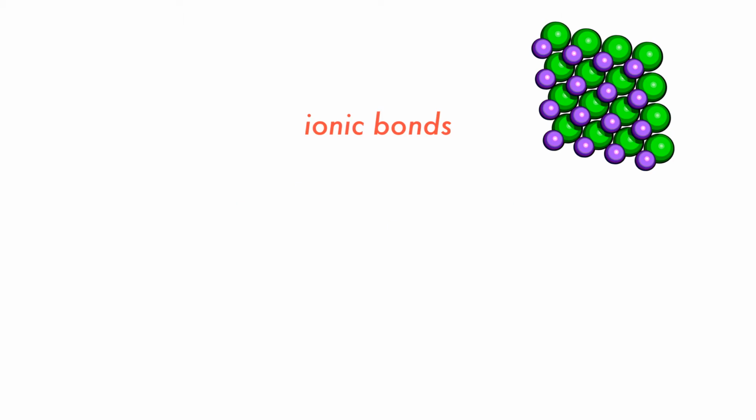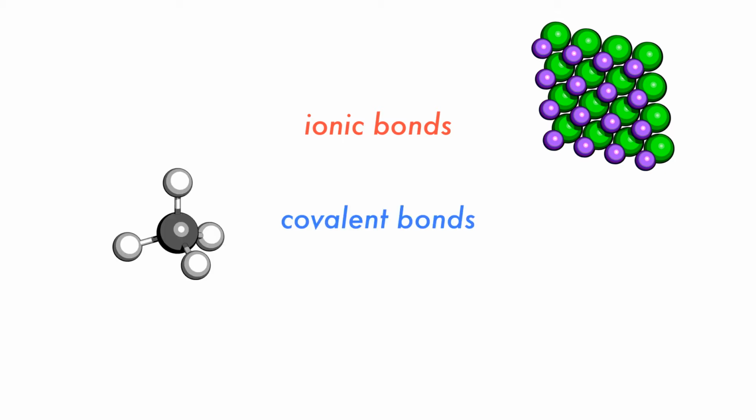We've learned about ionic bonds with full electron transfer between atoms before. But another way atoms can form molecules is by sharing electrons in a covalent bond. To understand these, we first need to learn about Lewis dot structures.